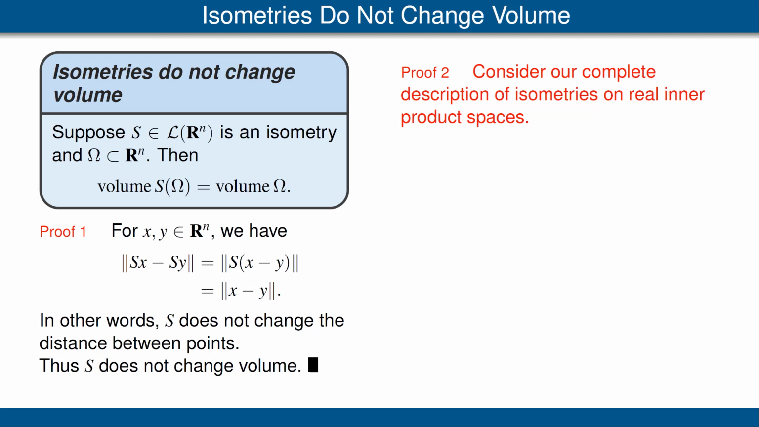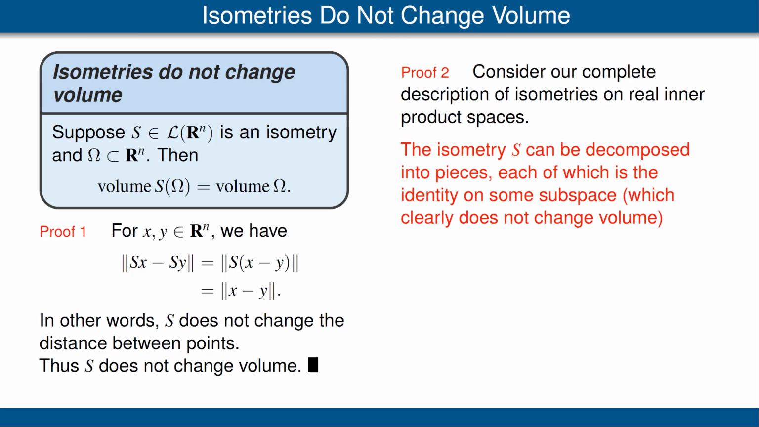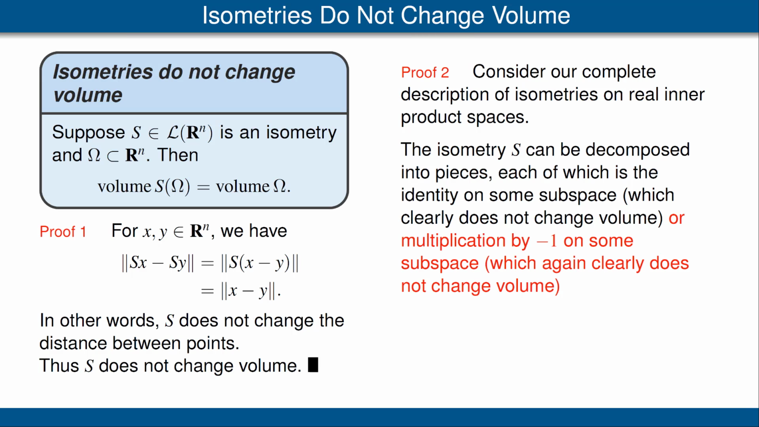For our second proof, we will use our complete description of isometries on real inner product spaces. We discussed this description of isometries in a previous video. That description says that an isometry can be decomposed into pieces, each of which is of a particularly nice form. We have 3 different kinds of pieces. The first is a piece in which the isometry is the identity on some subspace. Clearly, applying the identity does not change the volume. The second kind of piece we have in an isometry is multiplication by -1, or the negative of the identity operator. Again, that clearly is not going to change the volume of anything.